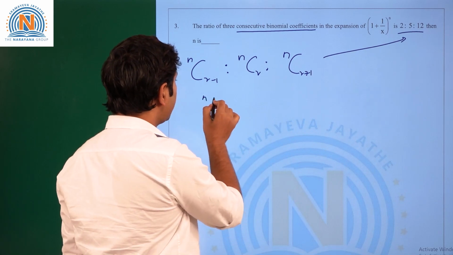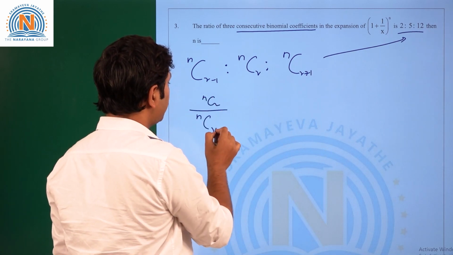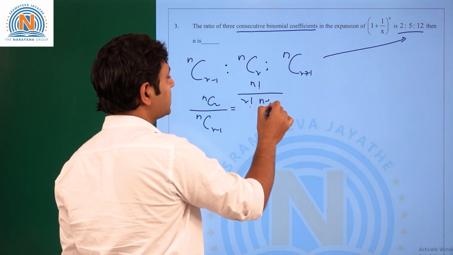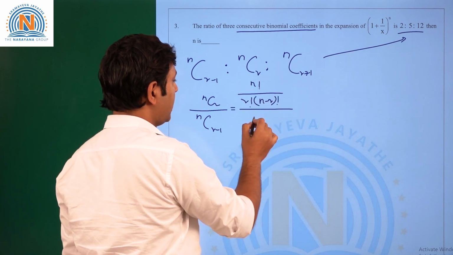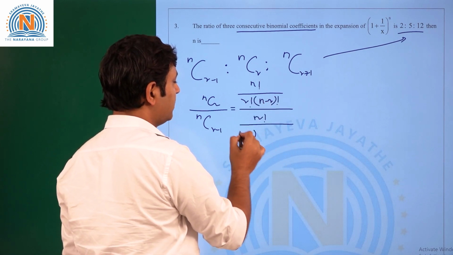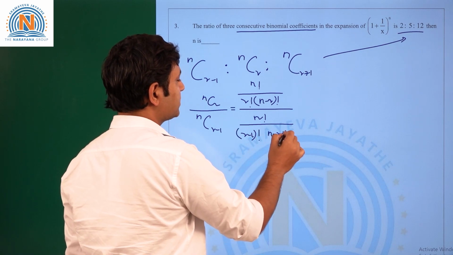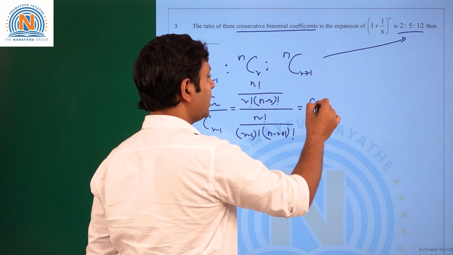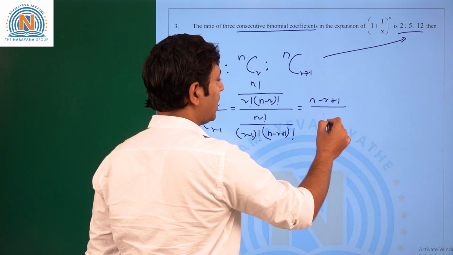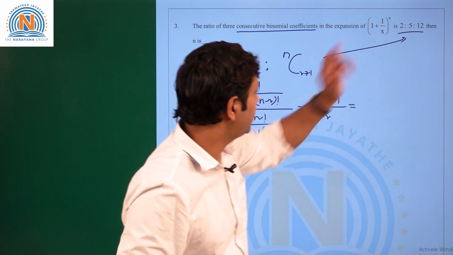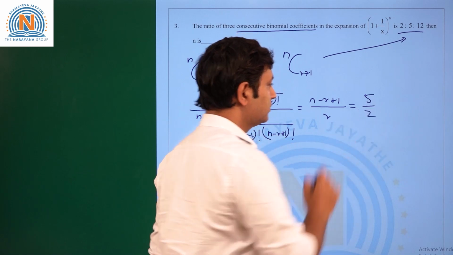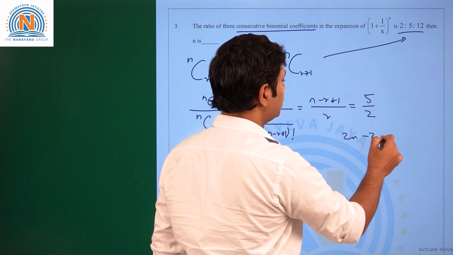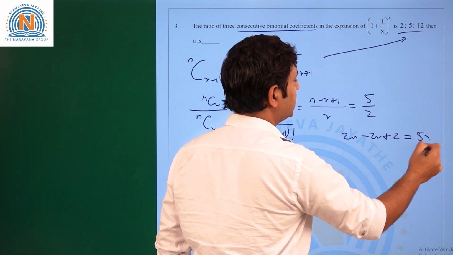First writing nCr upon nCr minus 1 as n factorial upon r factorial n minus r factorial, upon n factorial upon r minus 1 factorial n minus r plus 1 factorial. This expression will come out to be n minus r plus 1 upon r, and this is given as 5 by 2. This will give us the first equation, 2n minus 2r plus 2 is equal to 5r. Let's take it as the first equation.